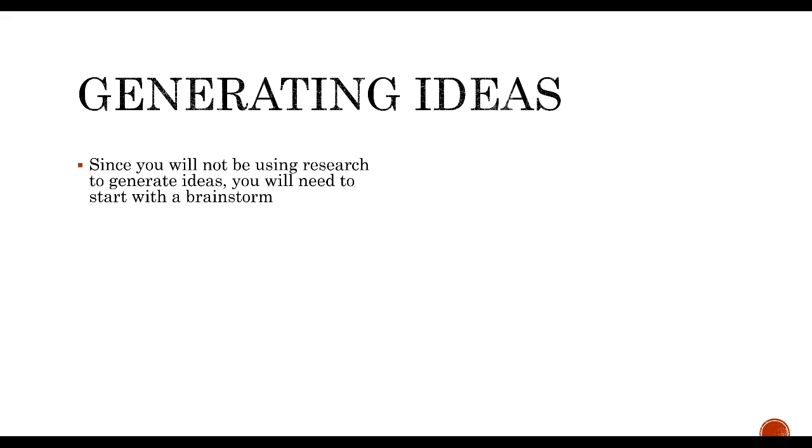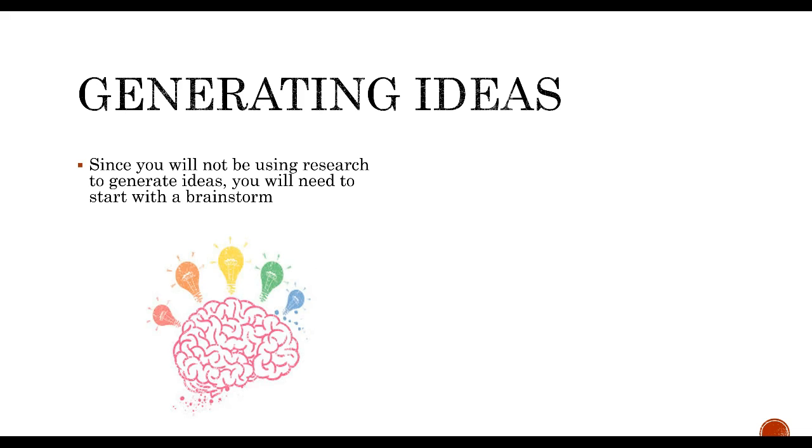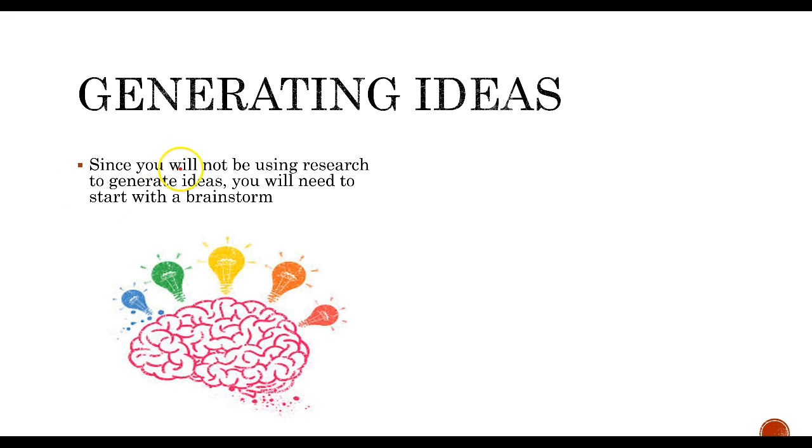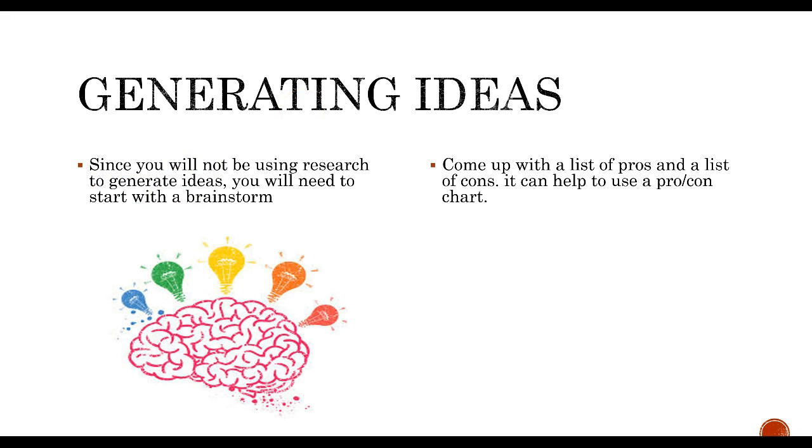So the first part is generating ideas, right? Since we're not using research, we're going to start with the brainstorm. It's my fancy brain graphic with lights on it. I think a really good strategy for this essay, for an argument essay, is to start with the pro and con list. And it can be helpful to use a pro and con chart.